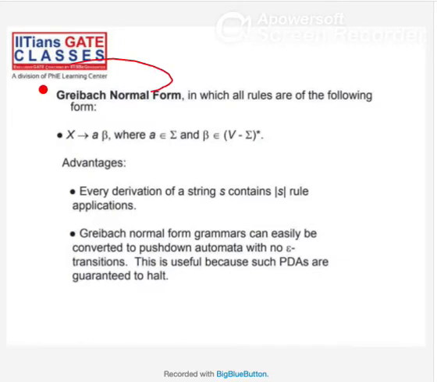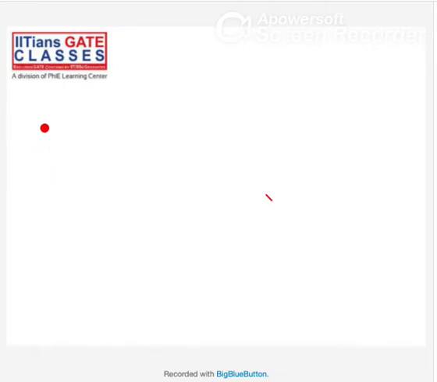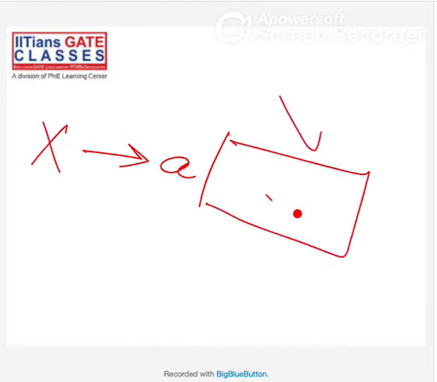This is Greibach normal form. As I told you, every grammar can be converted into CNF. Similarly, every grammar can be converted into GNF form. This is called Greibach normal form, meaning GNF form. In this form, we only allow one type of production. This is the only production that is allowed. What is the production? A variable goes to a terminal followed by a sequence of variables.